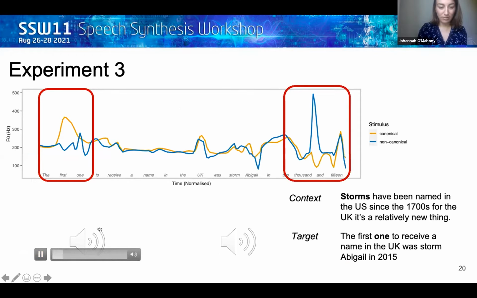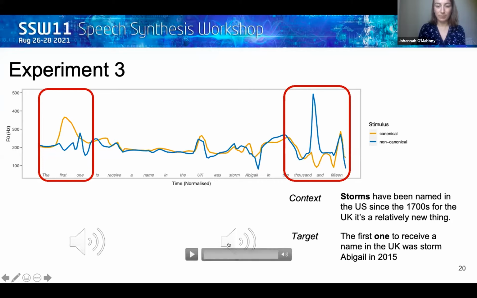Storms have been named in the US since the 1700s. For the UK, it's a relatively new thing. The first one to receive a name in the UK was Storm Abigail in 2015. Storms have been named in the US since the 1700s. For the UK, it's a relatively new thing. The first one to receive a name in the UK was Storm Abigail in 2015.